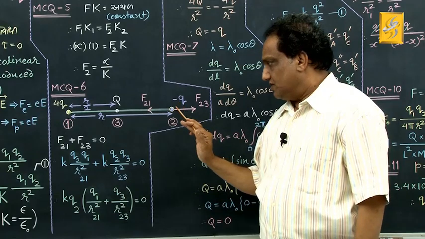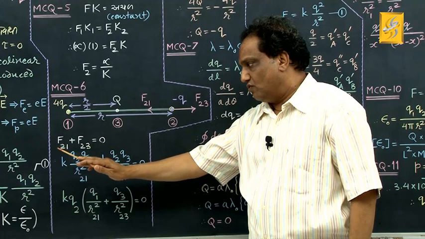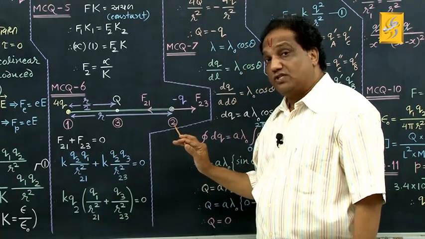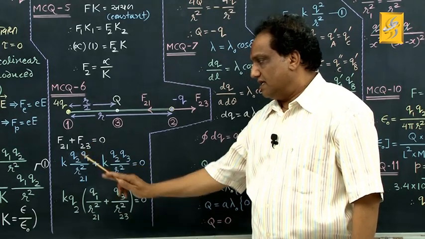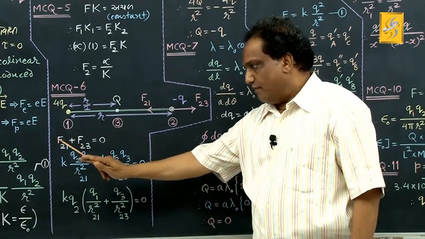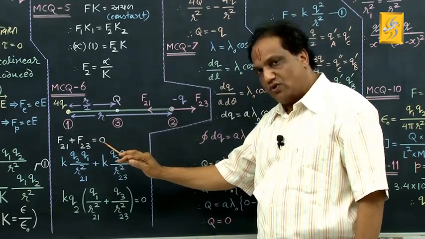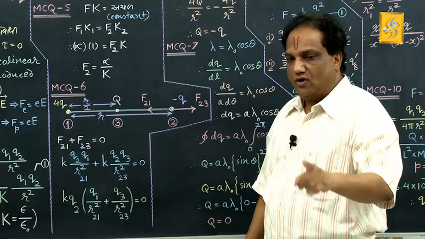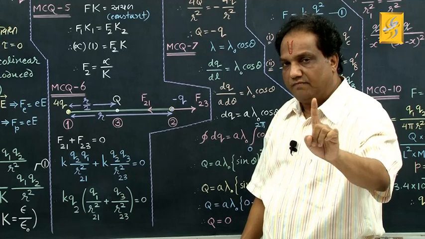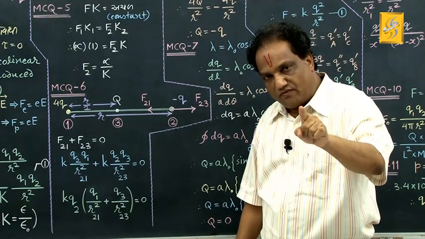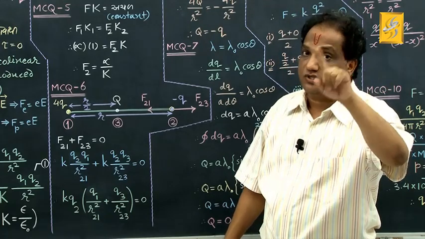On the second charge, whatever is the Coulombian force exerted by the first charge, I am showing by symbol F21. On the second charge, whatever is the Coulombian force exerted by the third charge, I am showing by symbol F23. And as I said, the summation of magnitudes of Coulombian forces exerted on the second charge should be taken 0. On whichever charge you want the resultant Coulombian force to be 0, you take the summation of magnitudes of Coulombian forces exerted on that charge to be 0.